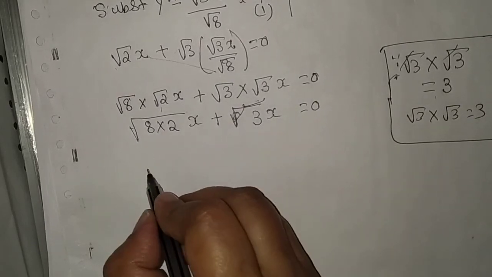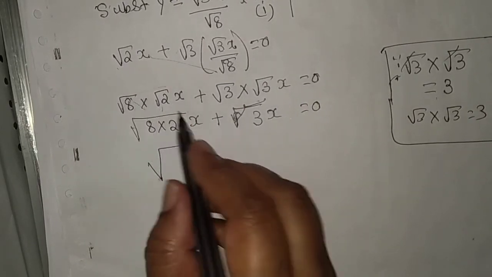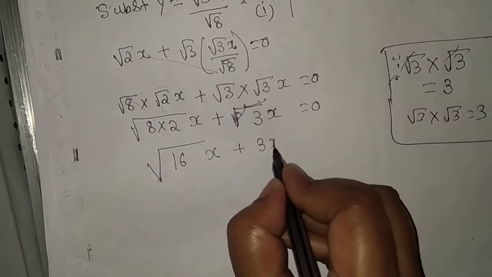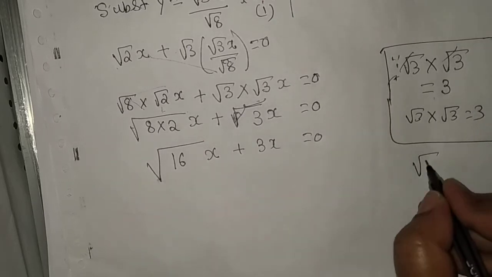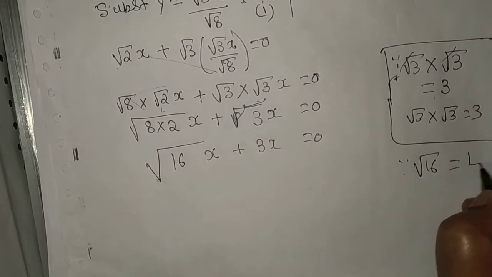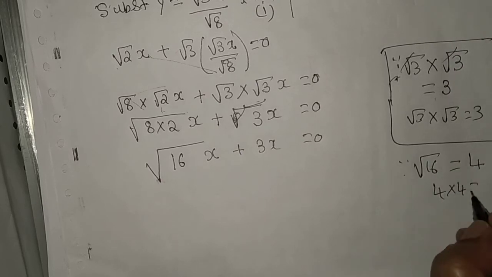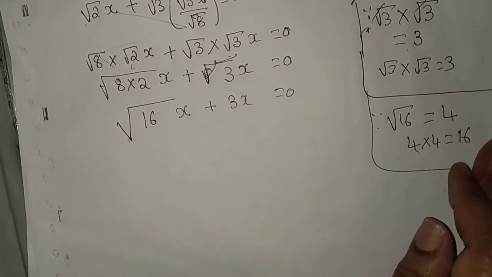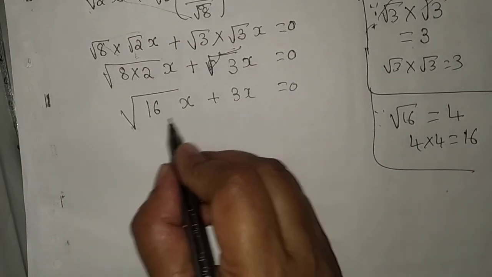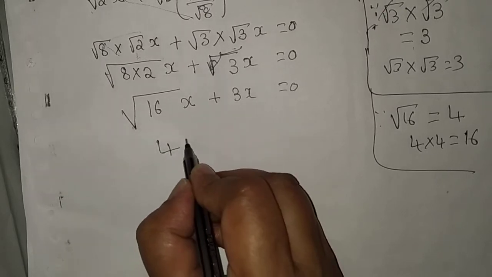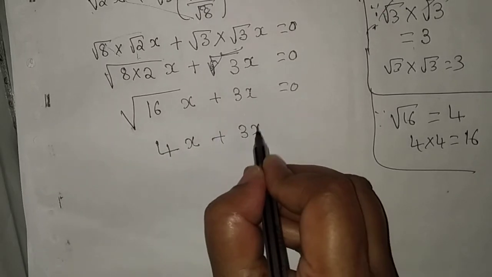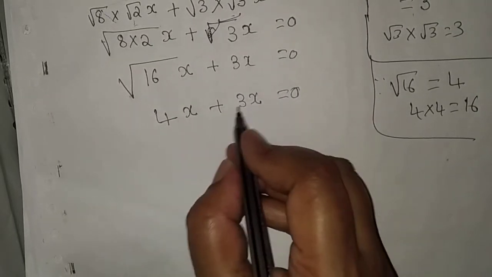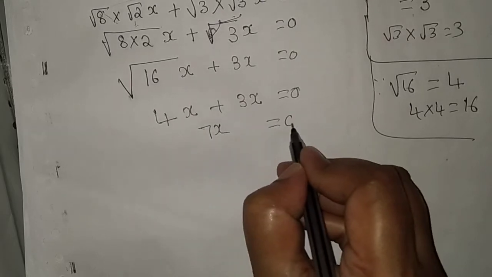Now what happens here? Root 8 into 2 becomes root 16x plus 3x is equal to 0. Root 16 can be written as 4, that is 4 into 4 is equal to 16. Square root of 16 is equal to how much? That is 4. So now we can write 4x plus 3x is equal to 0. Add this, we get 7x is equal to 0.